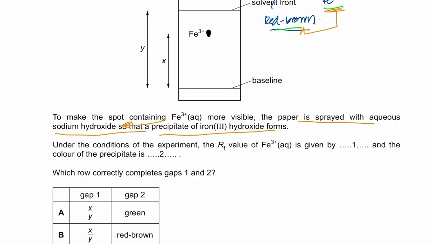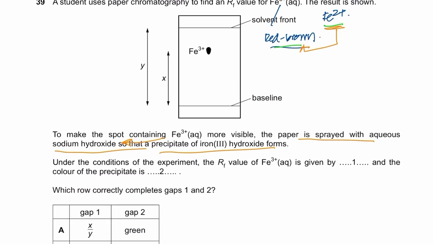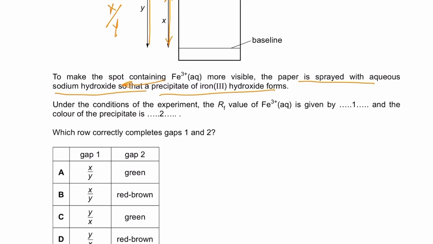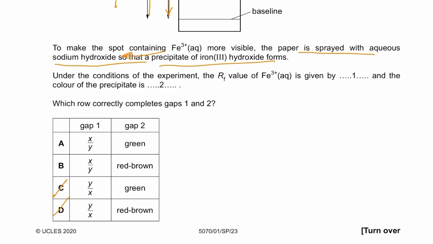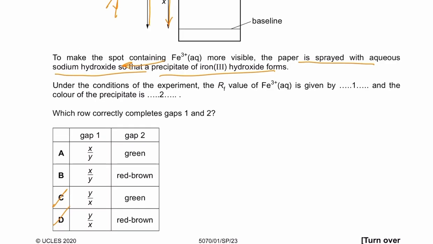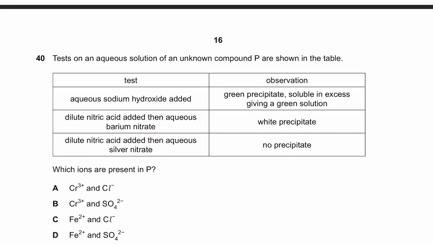It says under the condition of the experiment, how do you find the RF value? RF value is basically defined as the ratio of the distance covered by the analyte, x, to the distance covered by the solvent front, which is y. So x over y is the way you would calculate the RF value. And then it says if it's green or red brown. Obviously Fe3+ reacts with OH-, gives you Fe(OH)3, which is iron hydroxide. And iron hydroxide, if it's an iron 3+ ion, is basically red brown, not green. So B is the right option.